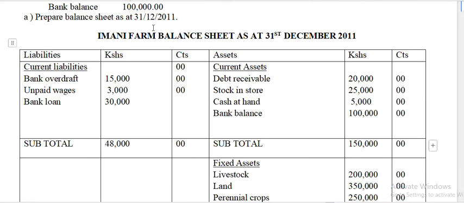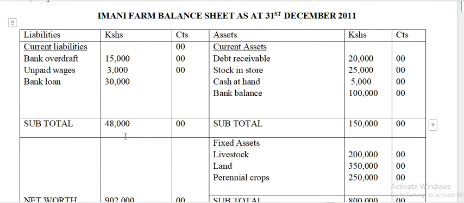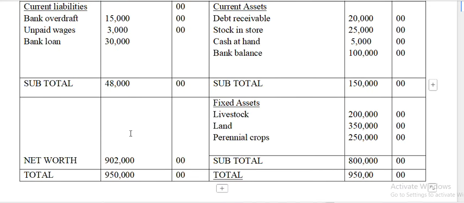The balance sheet must have a title, and that is Imani Farm balance sheet as at 31st December 2011. Then you have the columns for liabilities, showing the cash, the cents, then the column for assets, cash and cents. Then the current liabilities, in this case we have bank overdraft, which is 15,000, 00 cents. Then unpaid wages, 3,000, 0 cents. Then bank loan, 30,000, 0 cents. The subtotal will be 48,000.